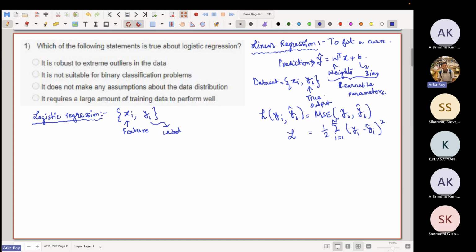In the case of linear regression, as you are trying to generate some new data, or you are trying to fit a curve, that means you have to predict some values in the case of linear regression.